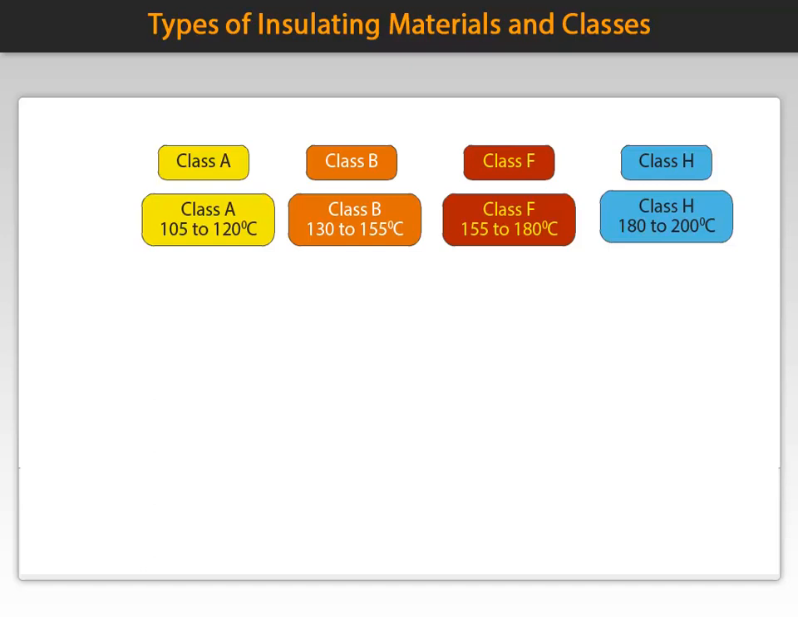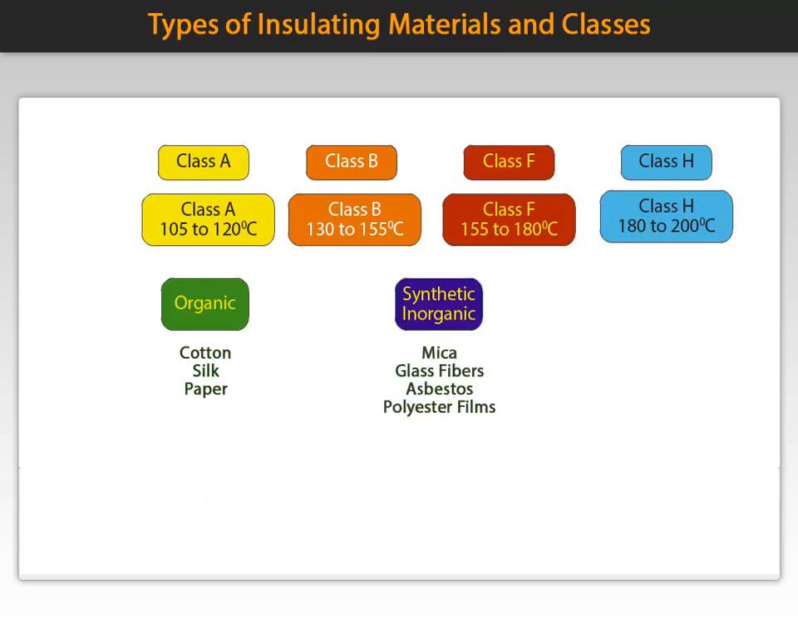Typically, Class A materials are organic such as cotton, silk, or paper. Class B and F tend to be more synthetic or inorganic materials such as mica, glass fibers, asbestos, and polyester foam. Class H utilizes inorganic materials such as silicone that could withstand the higher temperature rating.